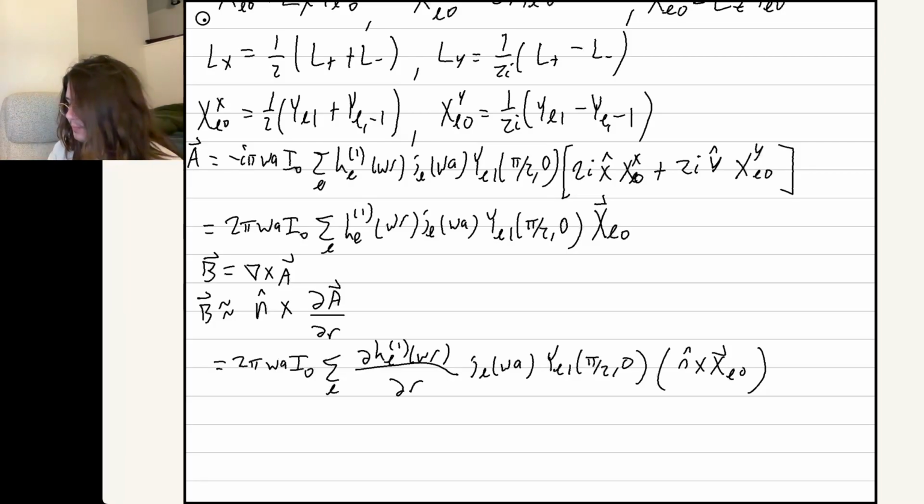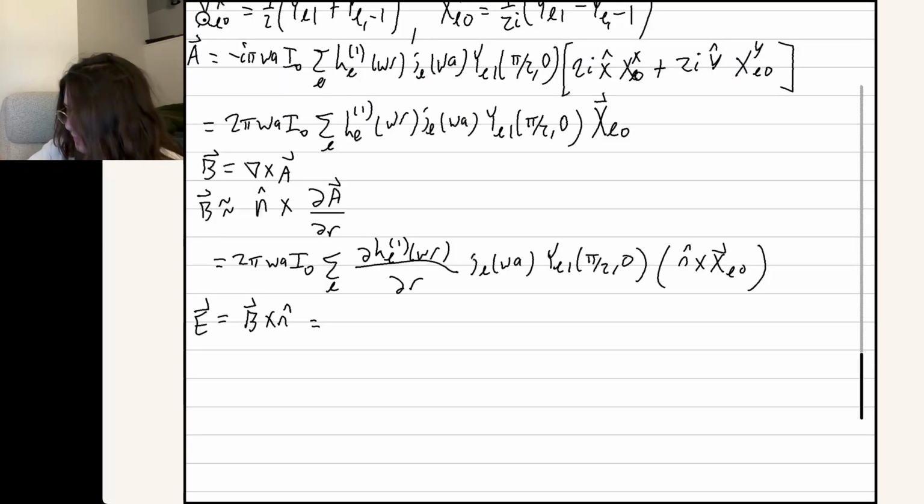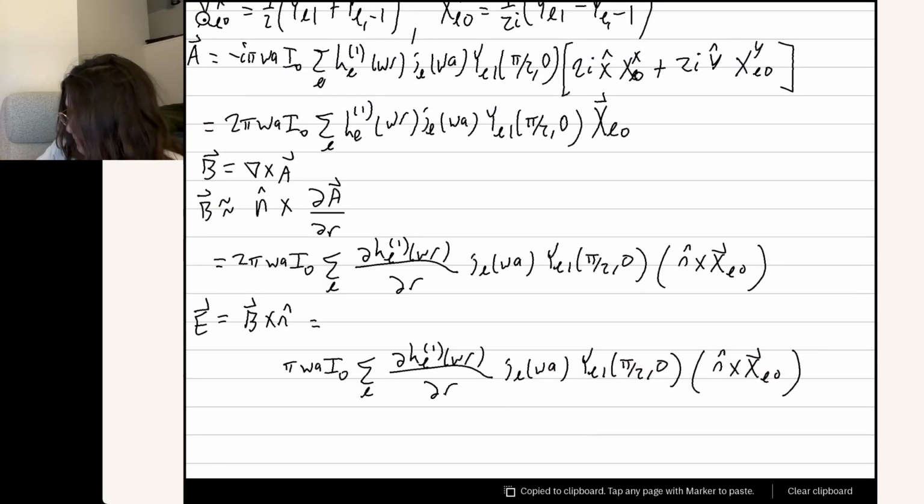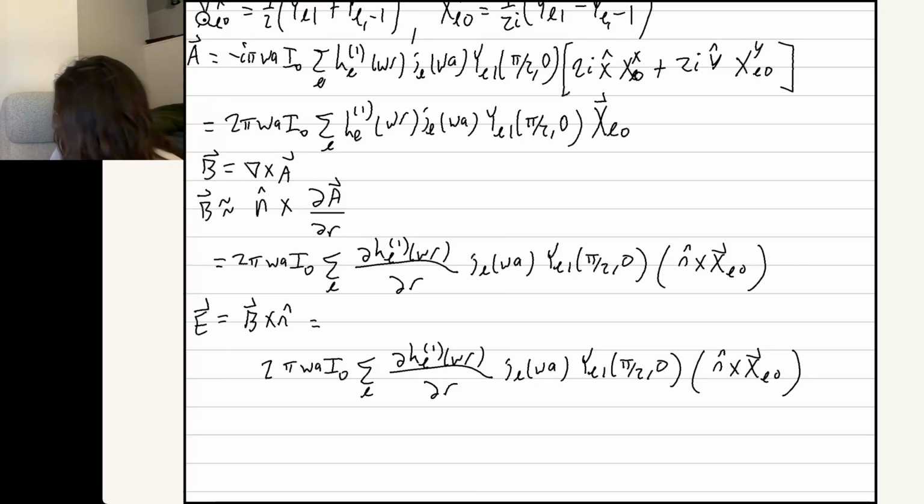And then if you want, you can also get the electric field, which is typically just the magnetic field crossed with n̂, and that's certainly the case here. And I'm just going to copy all this down, cross it with n̂.